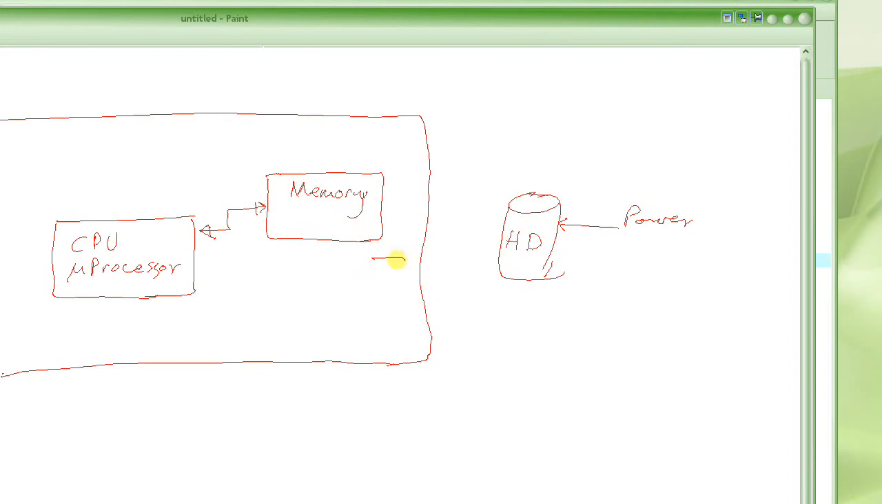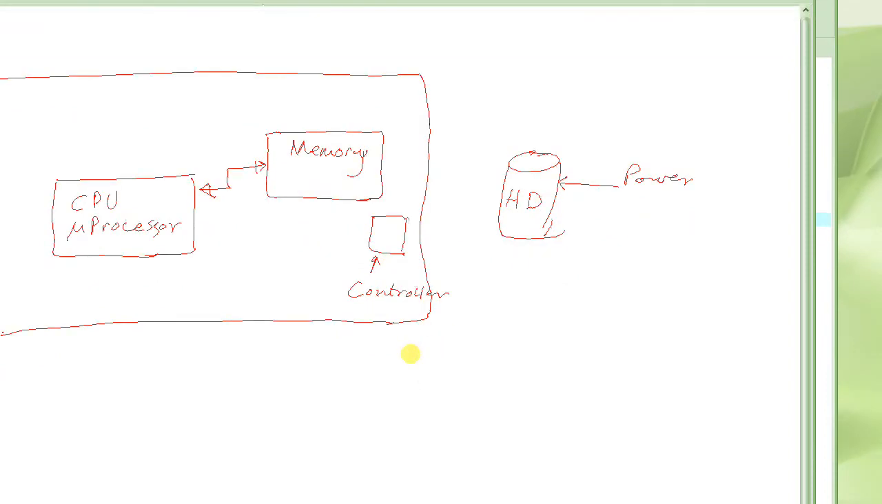So on the motherboard there is also a component called a controller, or a storage controller, depending upon what type of hard drive it is. If it is a SATA hard drive, it's called a SATA controller. If it is a SAS hard drive, it's called a SAS controller. SCSI hard drive, SCSI controller, and so on. So depending upon the type of hard drive, this controller would be the one that controls it.